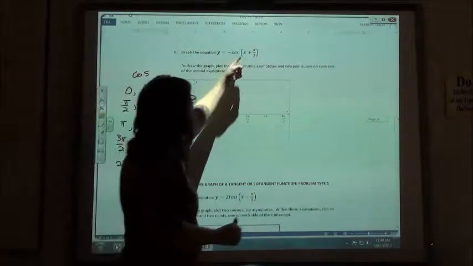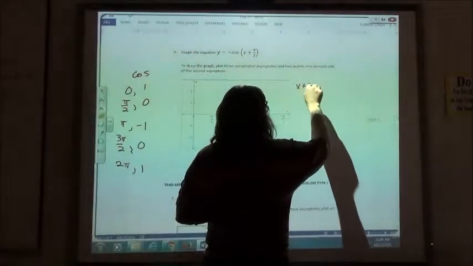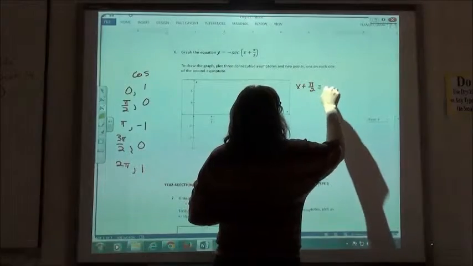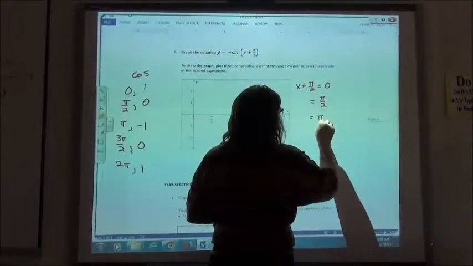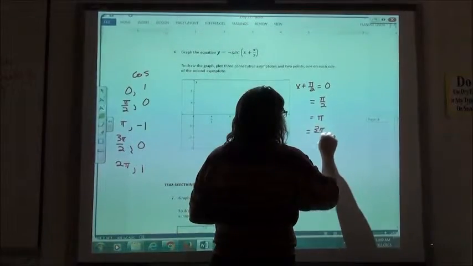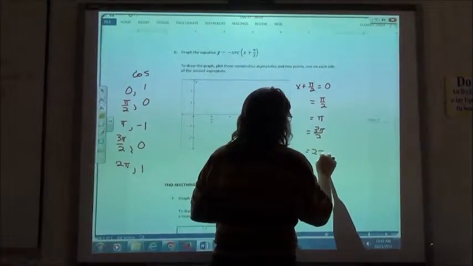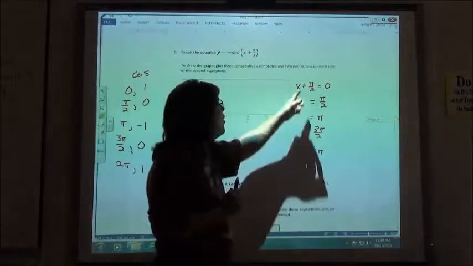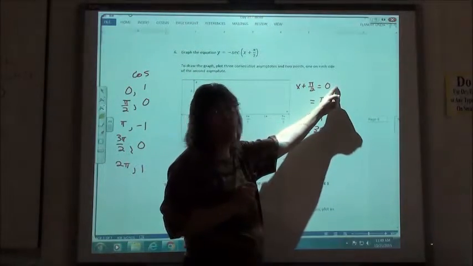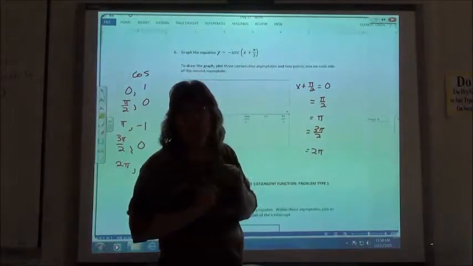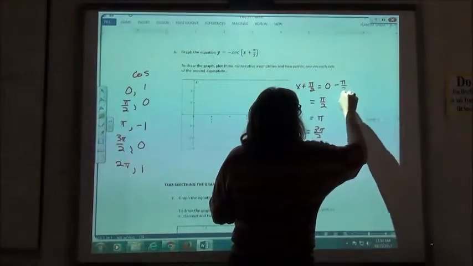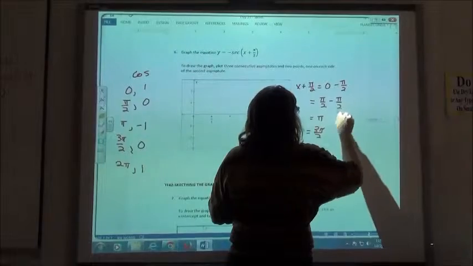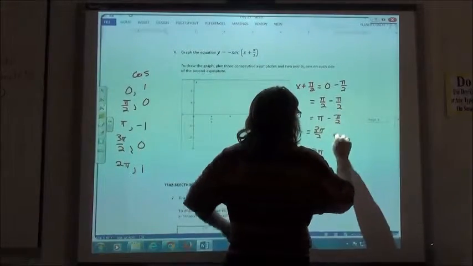My shift, here I have x plus pi over 2. We want it to equal 0, to equal pi over 2, to equal pi, to equal 3 pi over 2, and to equal 2 pi. So again on this one, all we need to do is subtract our pi over 2. Again, we don't have a coefficient that we have to worry about dividing by. So minus my pi over 2 to solve each of these.